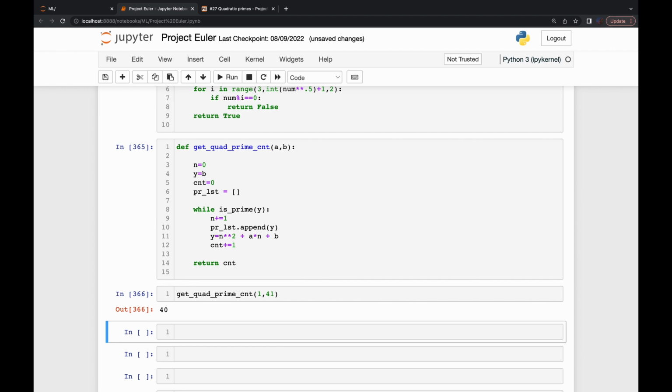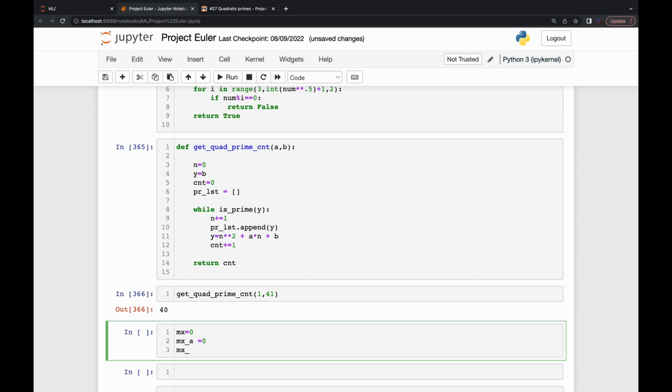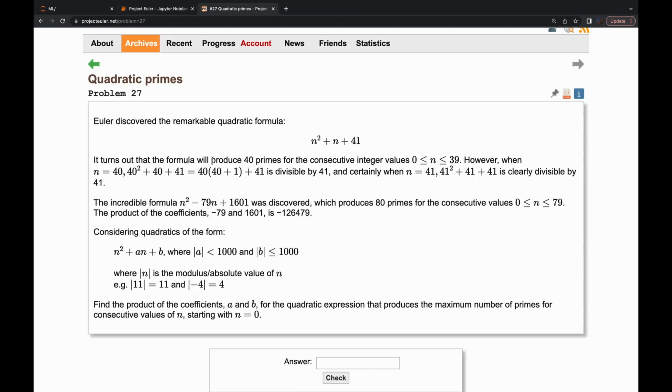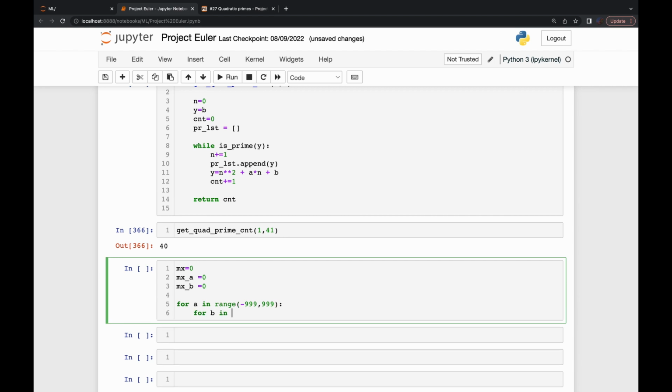Okay, so next we'll have to do our search. So we'll have to create a loop. I'll create a max value as 0. I'll say max A equal to 0, max B. I want to keep track of both A, B and the maximum count. Then I'll create a loop for A in range. It says A not including 1000, so it should be minus 999 to plus 999. For B in range minus 1000 to plus 1000.